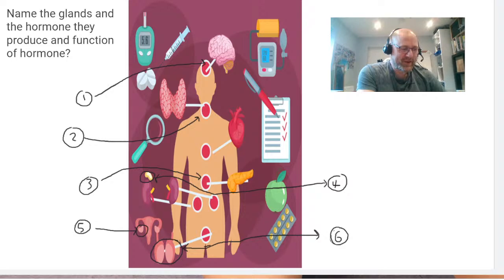Adrenaline, good. So you need to know that the adrenal gland produces adrenaline. And what is adrenaline in charge of? Well done, Sophie. Well done, Adam. What's it in charge of? What does adrenaline do?